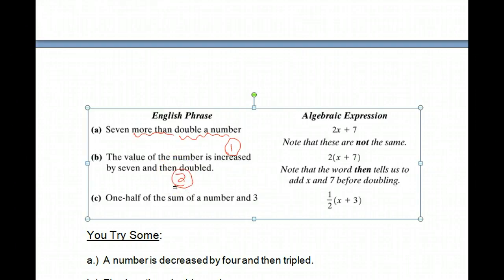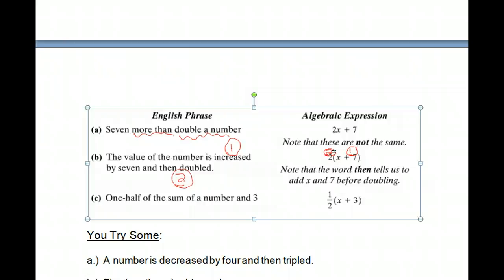So I have to introduce parentheses here, if you look at this side, so that you know that the first thing that you do is add. And the second thing that you do is the multiplication. So you put the expression x plus 7 in the parentheses, and then you put the 2 in front of the parentheses so that you know after you take care of your addition, then you multiply.